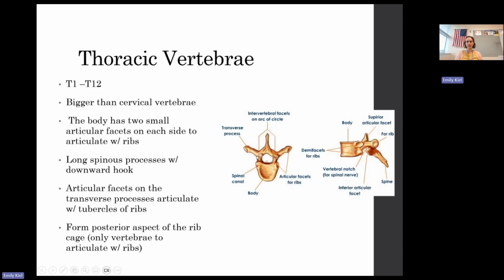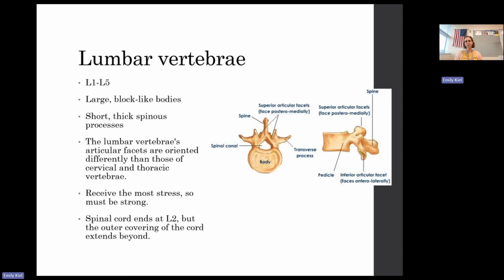Here again, you've got your body and your spinal canal that we want to be aware of. The lumbar vertebra, there are 5 of them. They are large block-like bodies. When I look at a lumbar vertebra, I ask, is the body just huge? It almost looks like a big rectangle. It's really thick. It has short and thick spinous processes. So if we look here, here's our spinous process. Here it is again. It does angle a little bit inferiorly, but not nearly as much as the thoracic vertebra.